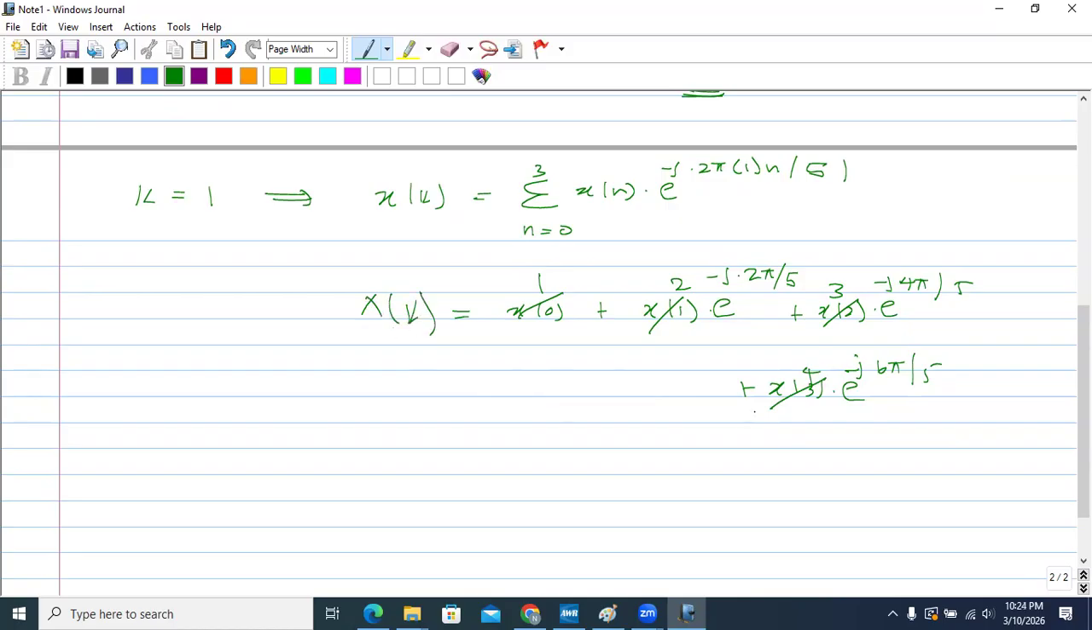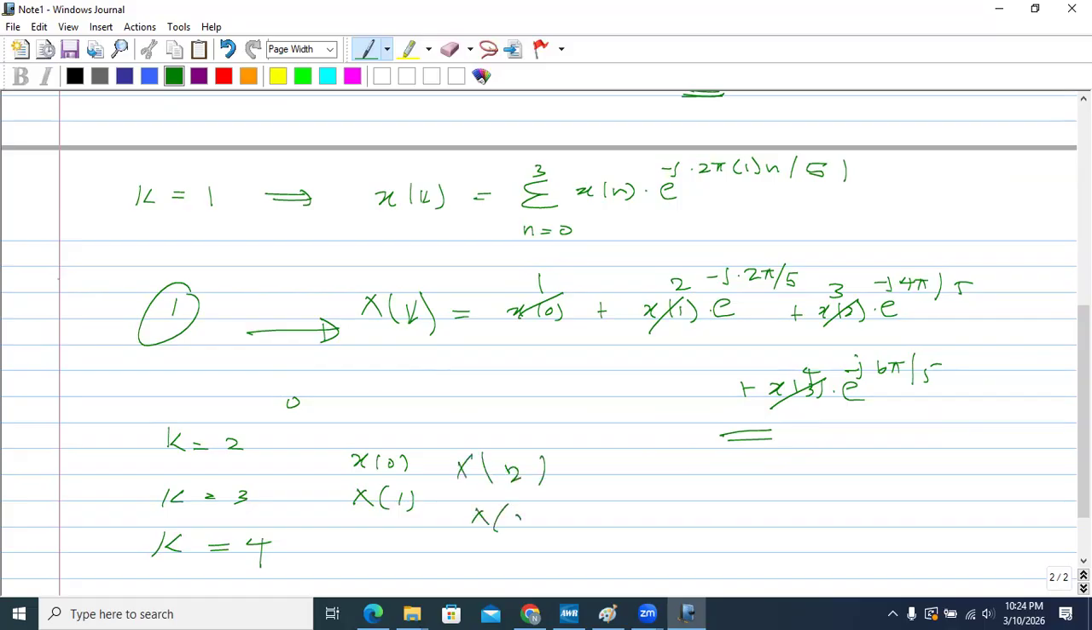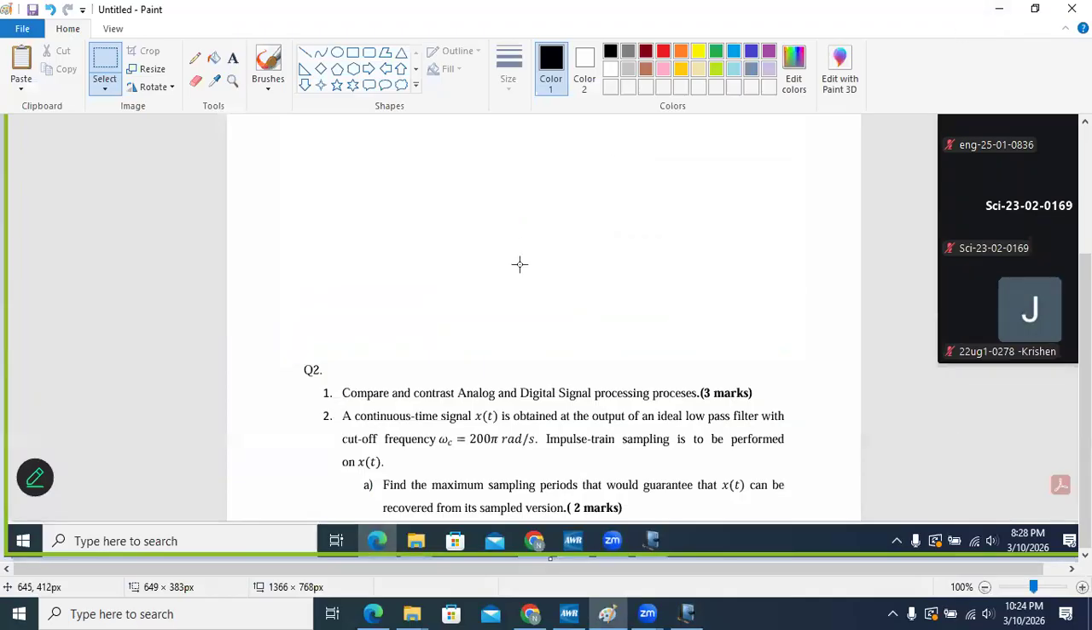So this is the first frequency sample. On you can find the second frequency sample, third frequency sample, and fourth frequency sample. So you can find capital X0, X1, X2, X3, and X4. That means 1, 2, 3, 4, 5 frequency samples.